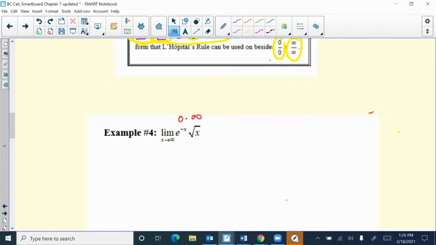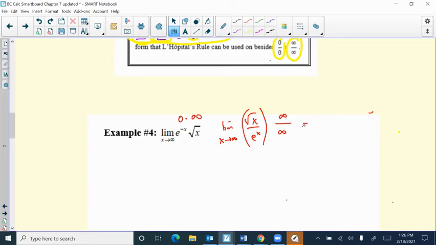So I can't use L'Hopital's rule yet, but I hope you realize that negative exponent could be rewritten as e to the x in the denominator, right? So now I've created a ratio. So now as you go to infinity, the top is infinity and the bottom is infinity. So that is a ratio. I can now apply L'Hopital's rule.